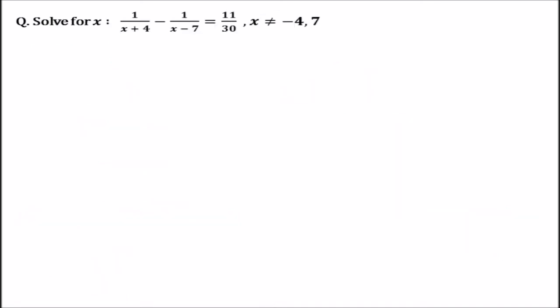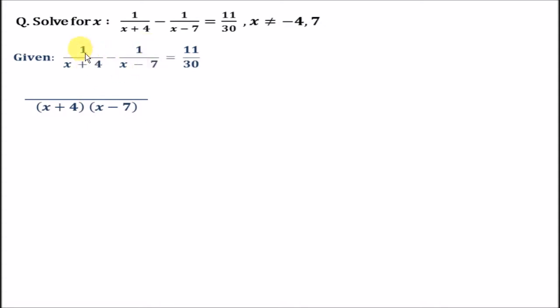Now the next question is, we need to solve for x, and the equation is 1 by x plus 4 minus 1 by x minus 7 equals 11 by 30. And we should not get the value of x as minus 4 or 7. Now on taking the LCM of the denominators of the quantities that we have on the left hand side, we will get the LCM as x plus 4 into x minus 7. Since we don't have any common factors in the LCM, we can simply cross multiply.